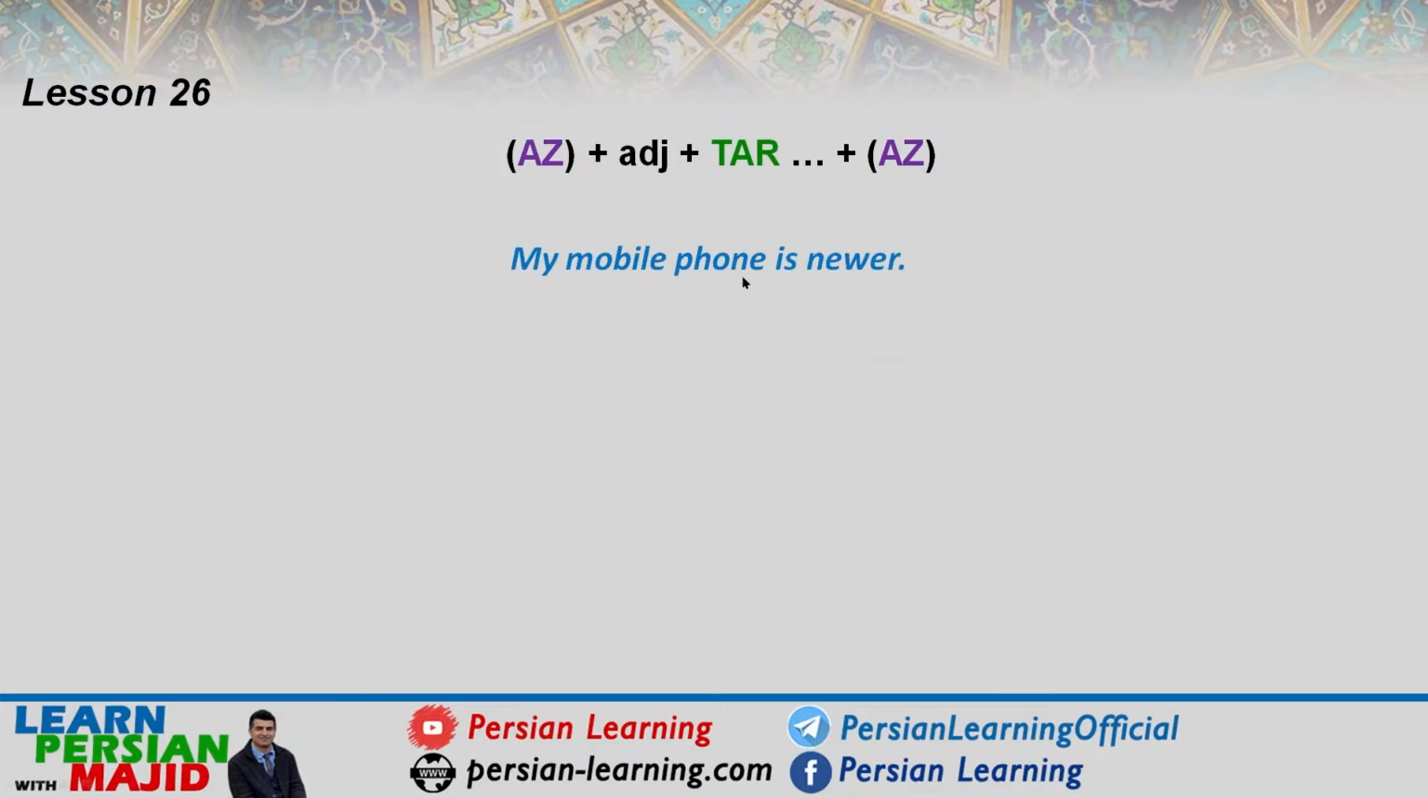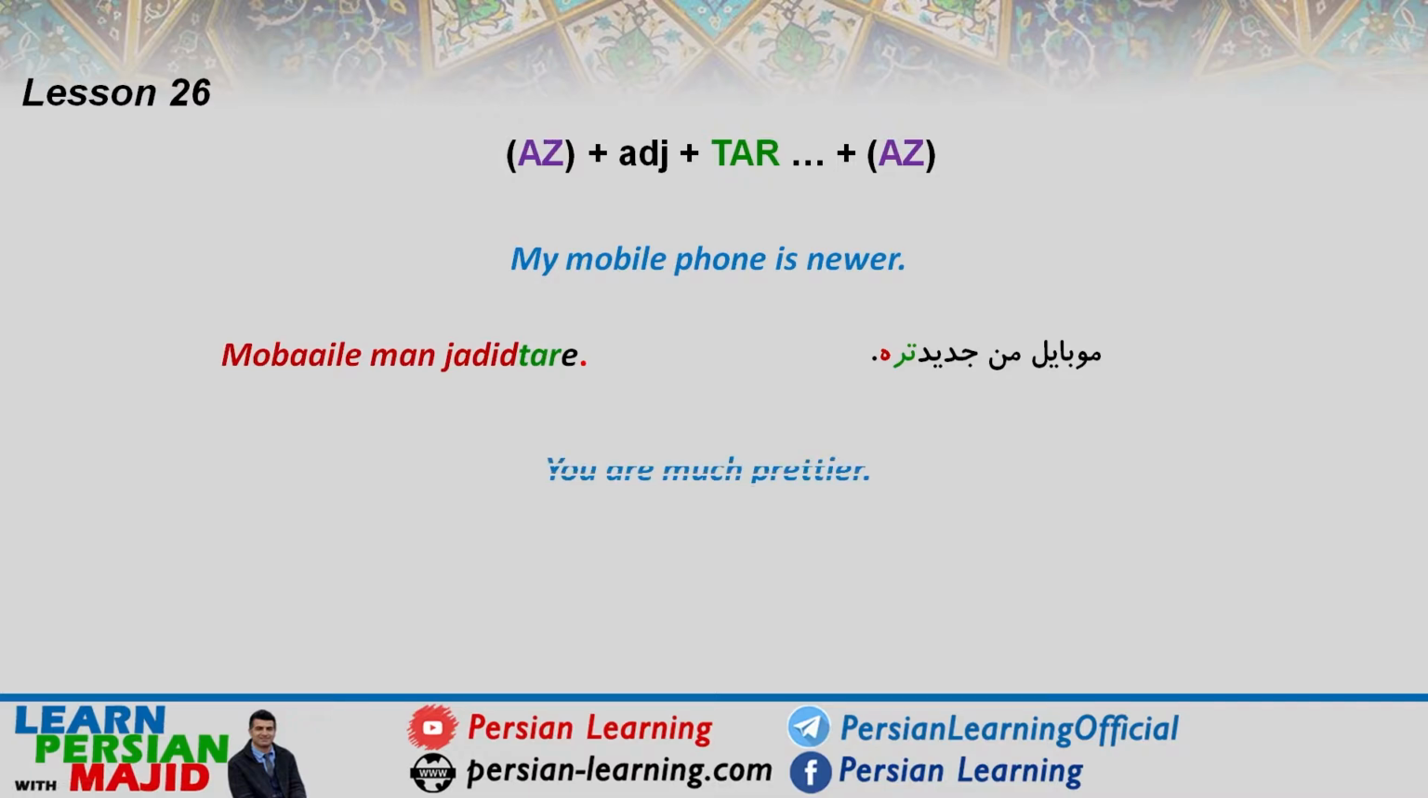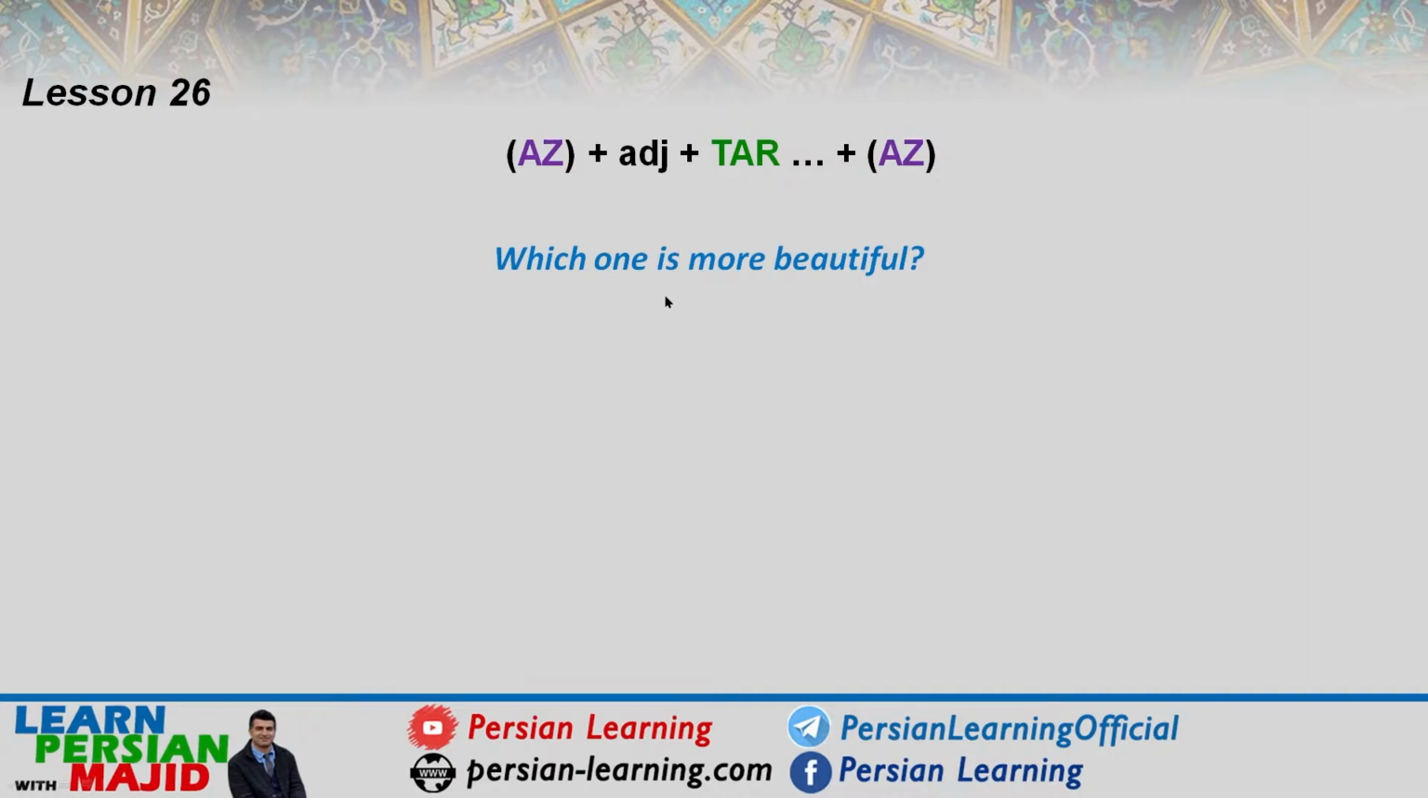My mobile phone is newer. موبایل من جدیدتره. You are much prettier. تو خیلی خوشگل تری. Pretty خوشگل. Prettier خوشگلتر. Which one is more beautiful?